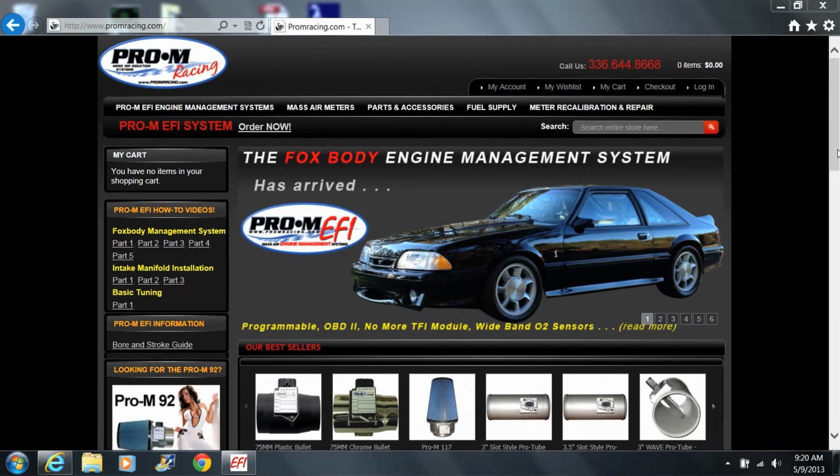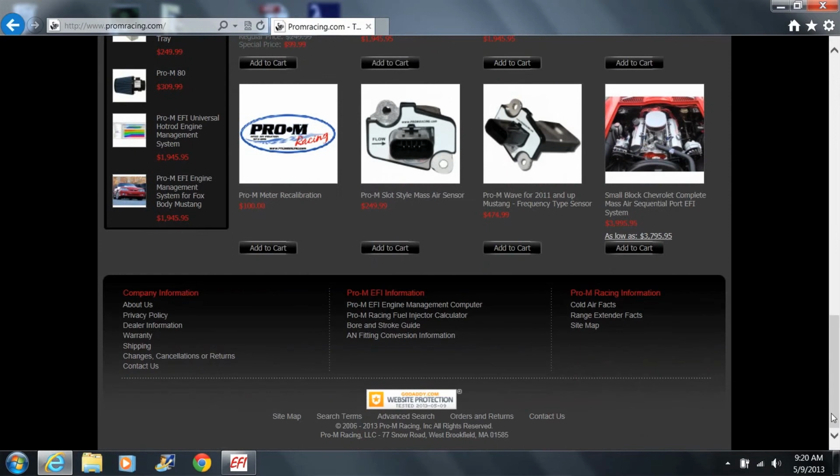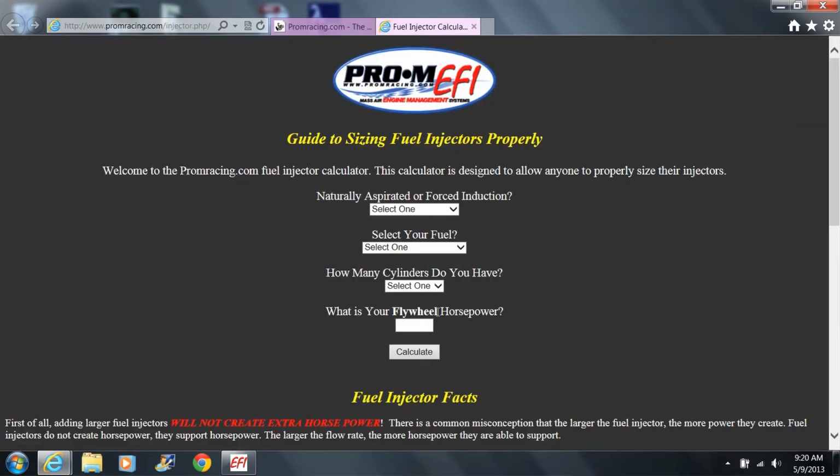As with any application, you need to make sure you're using fuel injectors that flow enough fuel to support your engine's flywheel horsepower rating. The fuel injector sizing page on the Pro Arm website will help you choose the right injectors if you're unsure what you need.